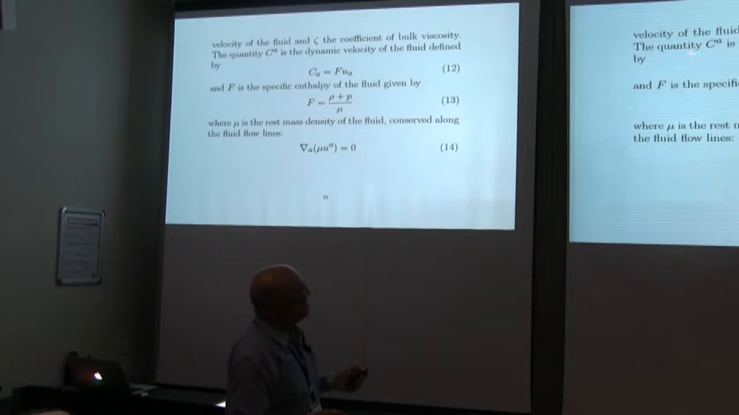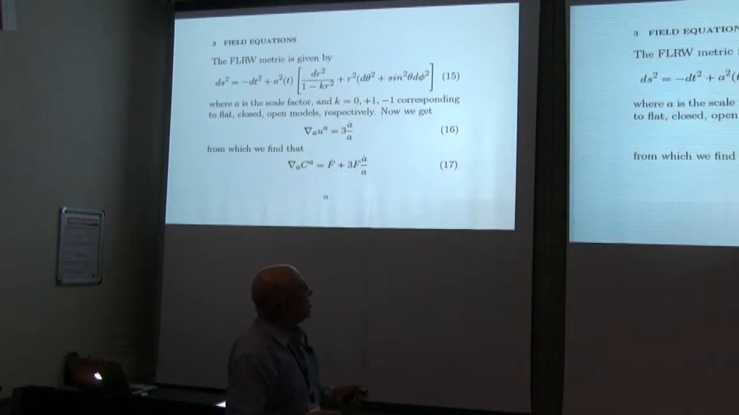There is this dynamical velocity C here, which is given by this, where U^A is a 4-velocity. And the specific enthalpy of the fluid is given by (rho plus p) over mu, where mu is the rest mass density of the fluid. And this is conserved along the fluid flow lines, given by that equation.